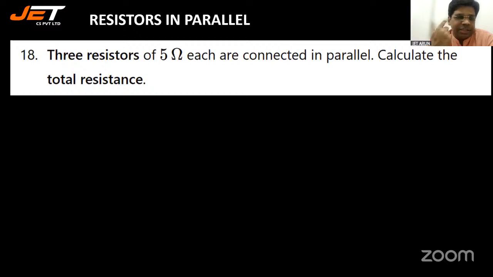All right. So three resistors of 5 ohms each are connected in parallel. Calculate the total resistance. Three resistors are there. They are connected in parallel. Be careful. 15 should not be the answer. 15 equals the series total. They are connected in parallel. I want the total resistance.